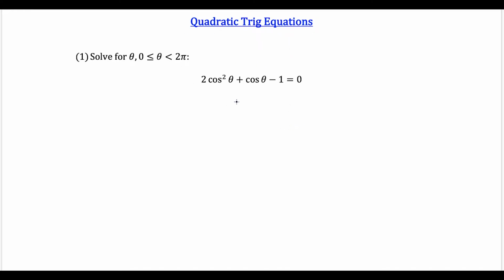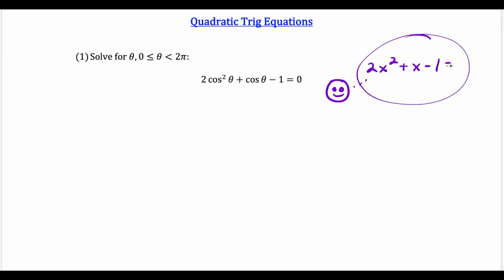So for the first question here, we're going to solve for theta. Theta is going to be between 0 and 2 pi, so we're doing this in radians. And here's the equation. Now with these, you could write it out separately, but I honestly just think about this in my head. I just think of this as something like 2x squared plus x minus 1 equals 0.